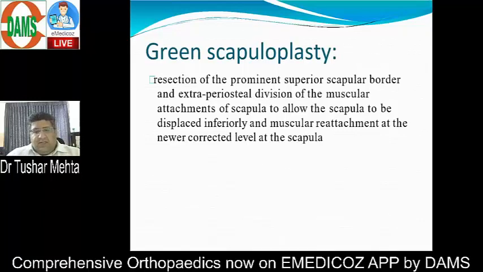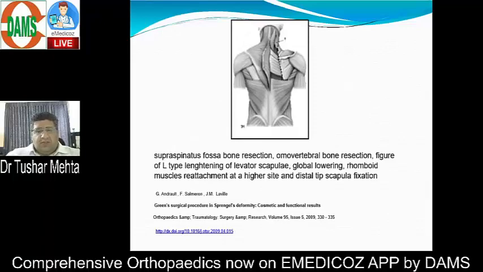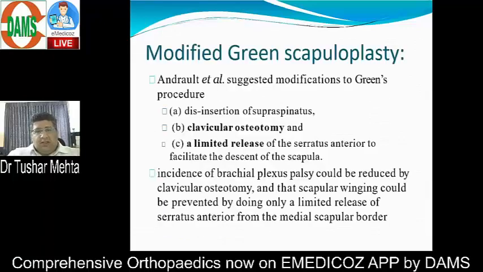Now, similarly, when we talk about Green scapuloplasty, again the same. In the pathoanatomy of this Sprengel deformity, you have the dysplastic, prominent superior scapular border. So when you resect that, and you do the extraperiosteal division of the muscles to allow the scapula to come down, that is called Green scapuloplasty. So this is again what is shown here. Everything is shown the same. But again, you are not supposed to mug them up.